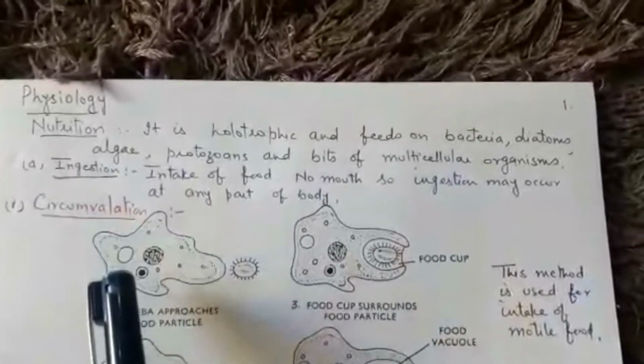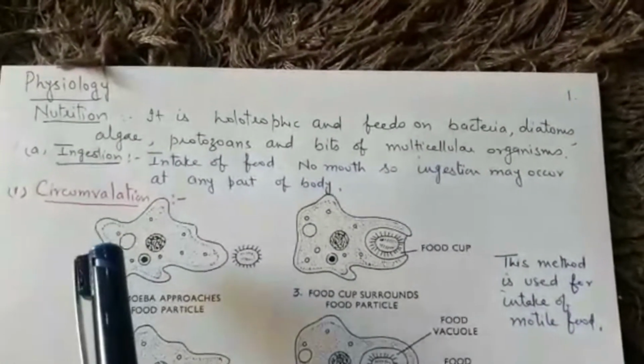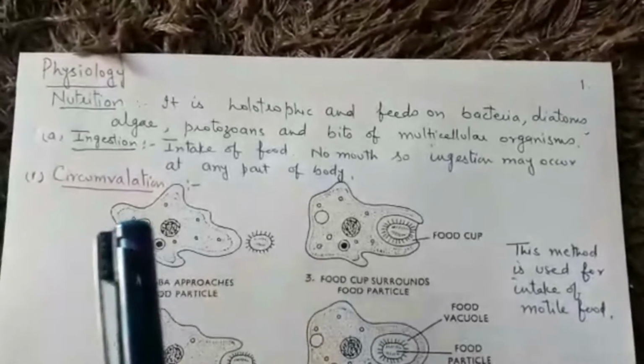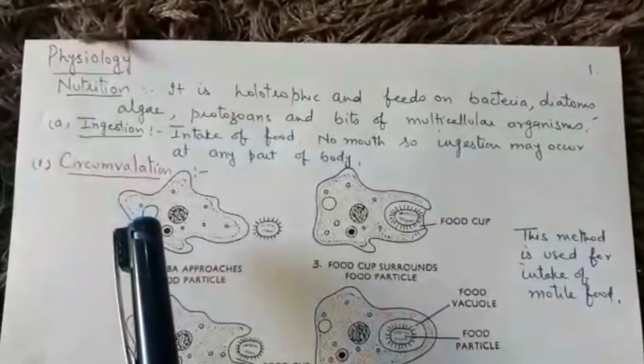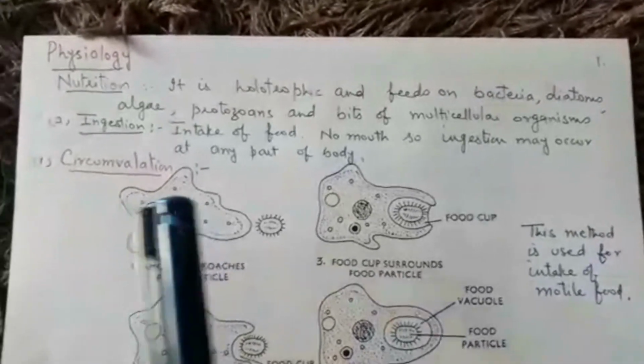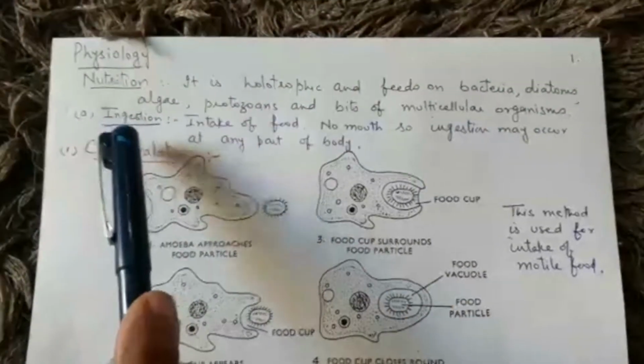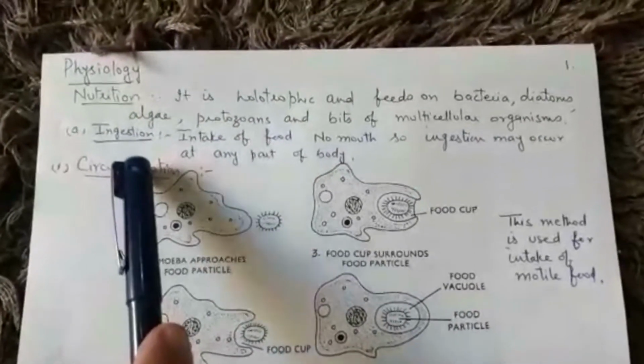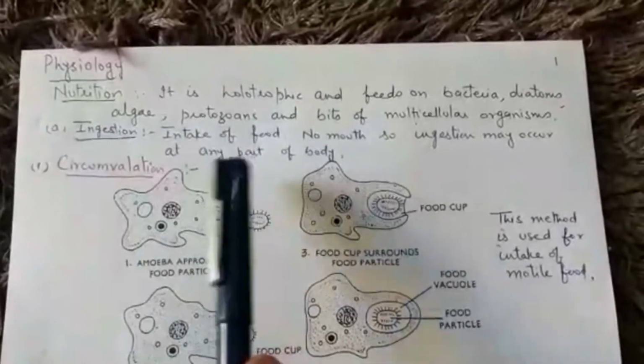Under nutrition there are always different phases: ingestion, digestion, absorption, assimilation and egestion. We will study them one by one. First step is ingestion. What does ingestion mean? Intake of food.